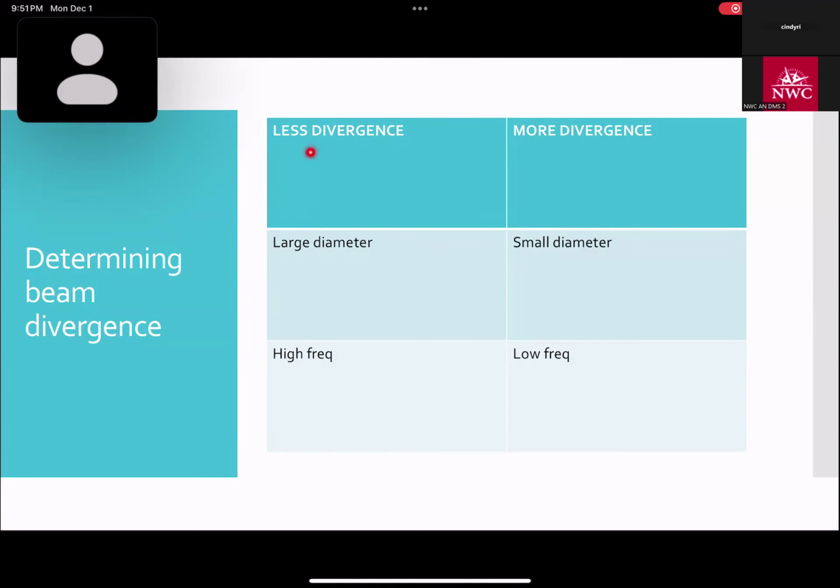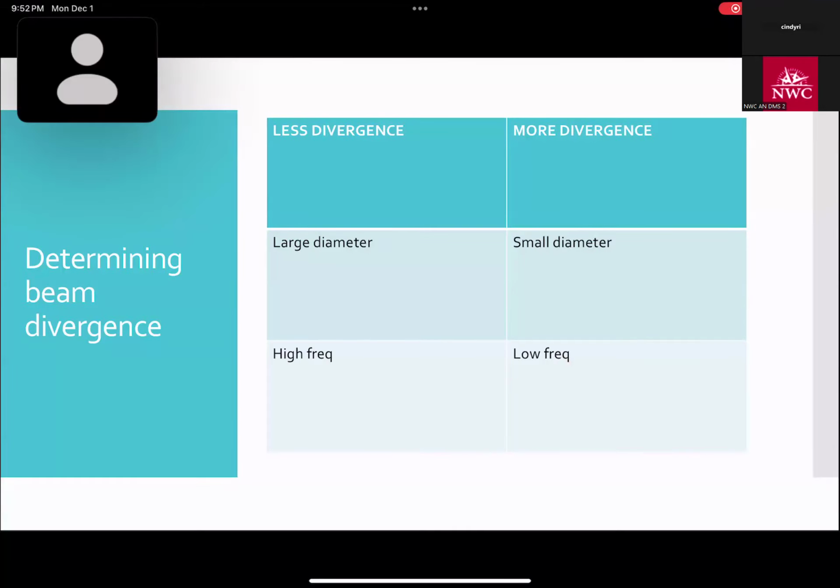So kind of cutting out as much of the information and boiling it down to just what we need to know. When we're talking about less divergence, right, so a more narrow beam, that has to do with a large diameter transducer or high frequency sound. When we're talking about more divergence, more of the widening of the sound wave, that's associated with small diameters and low frequency sound.